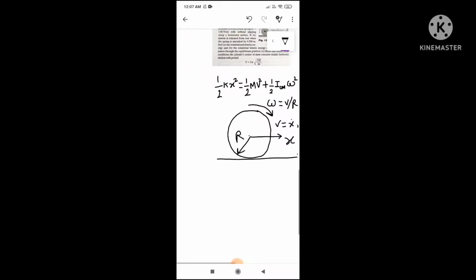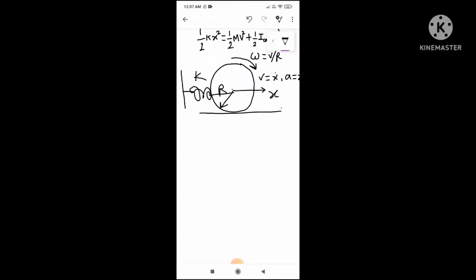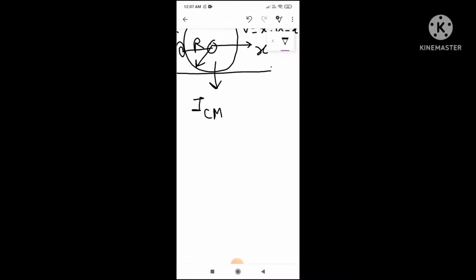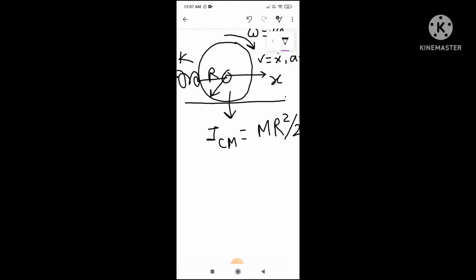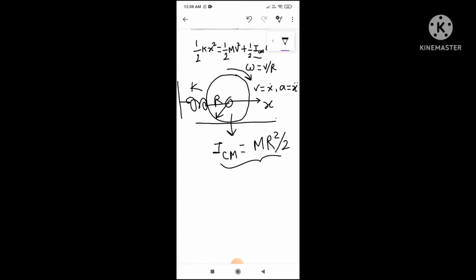When it rolls, there is this spring attached, spring constant k, right? So this is the diagram, and here we have our ICM. This is the center of mass. So ICM is what? ICM is equal to mr square by 2. That is the moment of inertia about center of mass for a disk. So we write this value in this equation here.